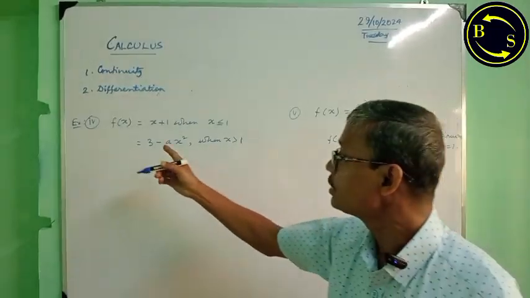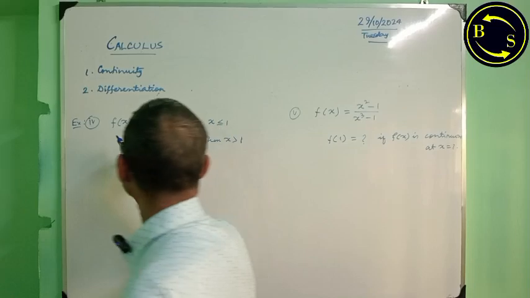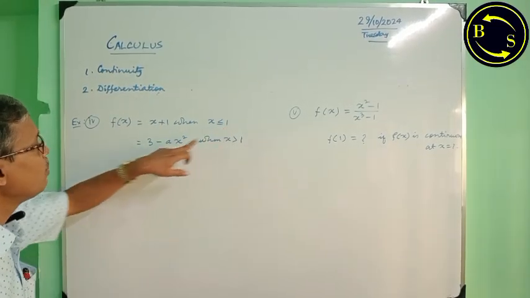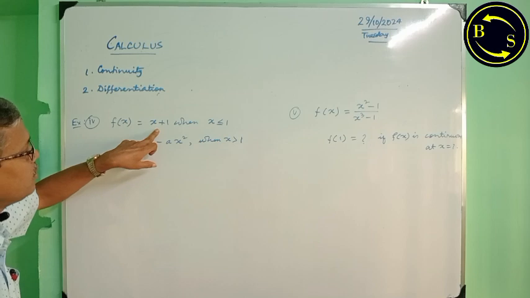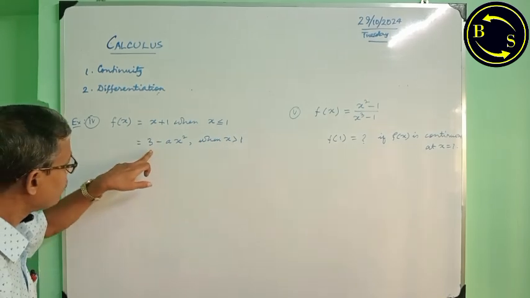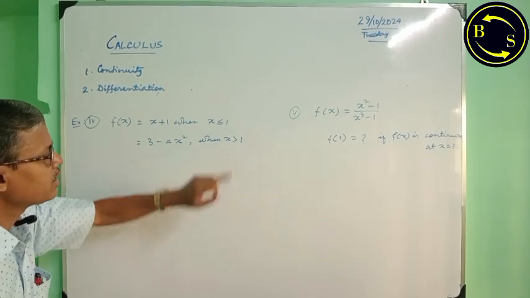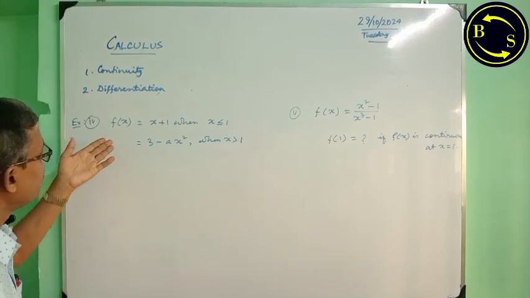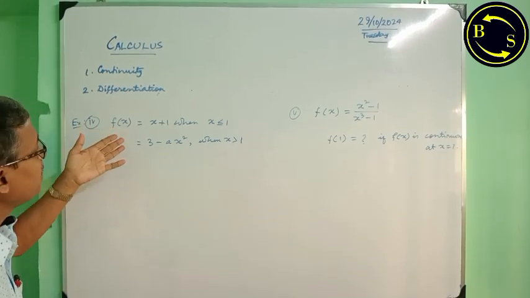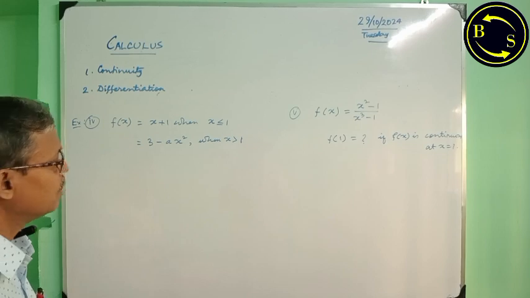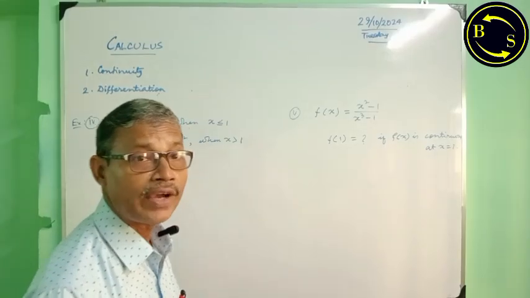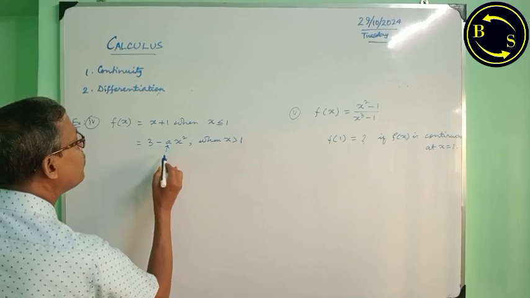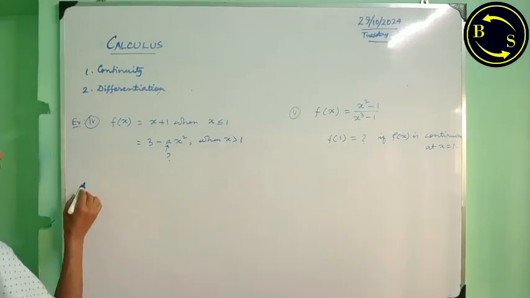Now, I have taken this example. The function f(x) is defined like this: when x is less than or equal to 1, f(x) equal to x plus 1, and 3 minus a x square when x is greater than 1. And it is given that f(x) will be continuous at x equal to 1. For that, we have to find the value of a.